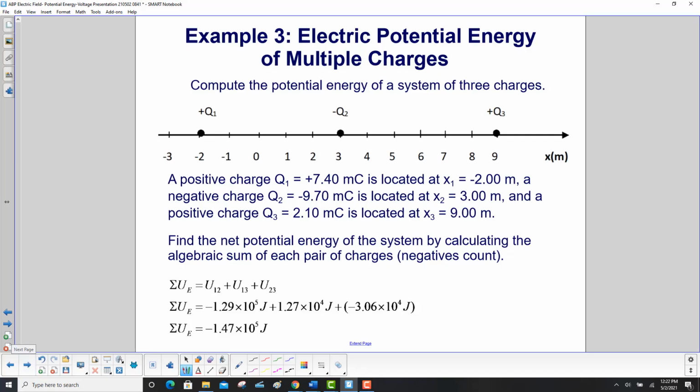Last step. Find the net potential energy of the system by calculating the algebraic sum of each pair of charges, which we've done on the last 3 slides. So that's going to be U12 plus U13 plus U23. Make sure you carry through the negatives where we had them. Here's what we got. Add them together, and we get a net potential energy of the 3-charge system of negative 1.47 times 10 to the 5th joules.